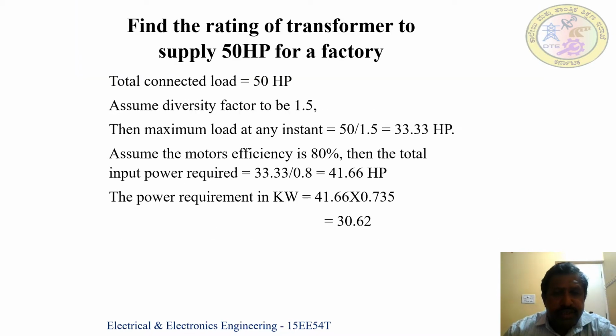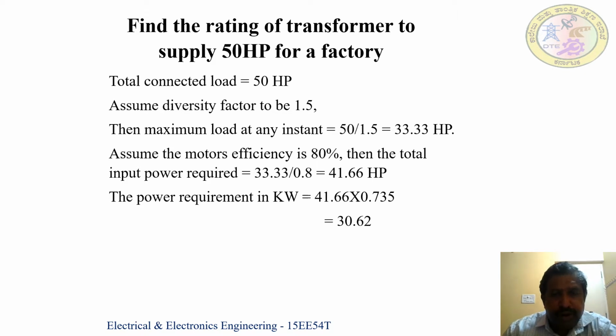Let us find the rating of transformer to supply 50 HP for a factory. 50 HP means that is the total connected load. The electricity board persons will not sanction 50 HP load. So that is the total connected load. They will sanction only the maximum load at any instant.